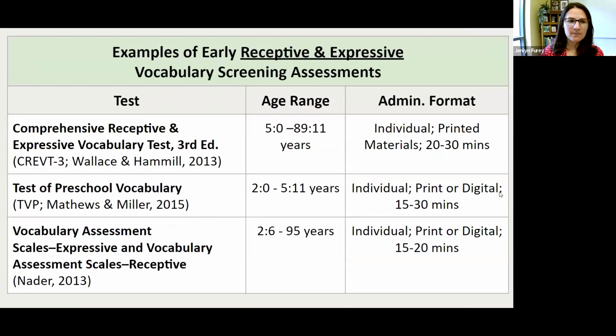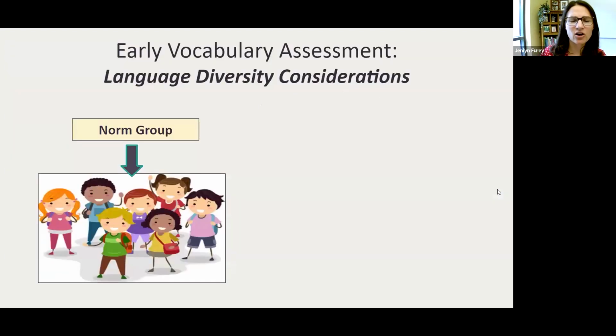And then here listed are 3 examples of vocabulary tests that include both receptive and expressive: the Comprehensive Receptive and Expressive Vocabulary Test, the Test of Preschool Vocabulary, and the Vocabulary Assessment Scales. And these are all in the handout.